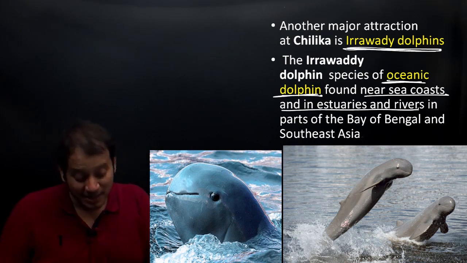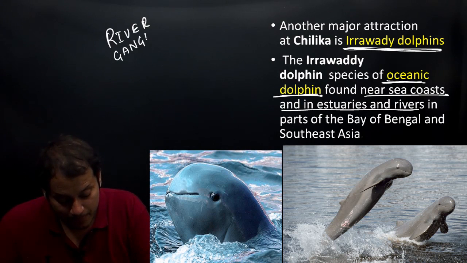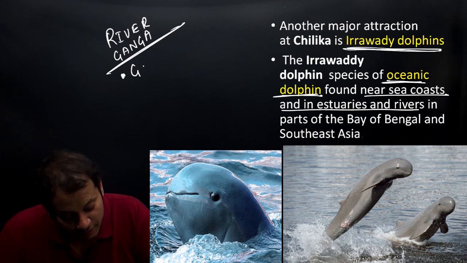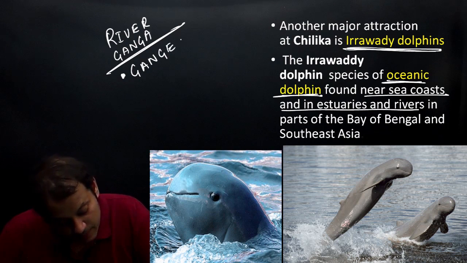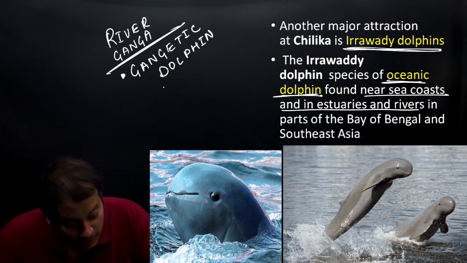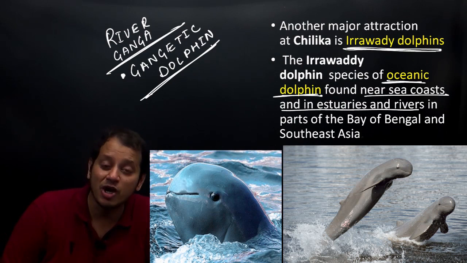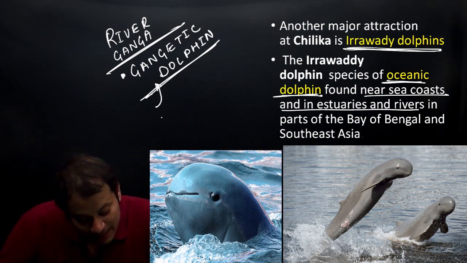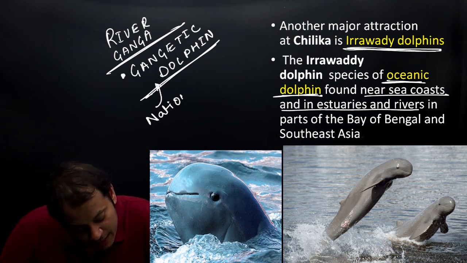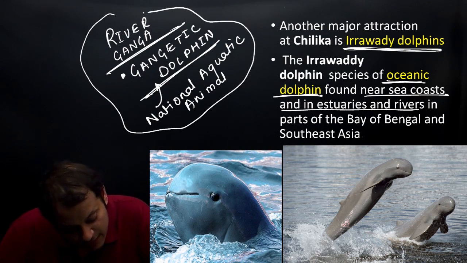It looks somewhat like this. Remember, river Ganga is famous for the Gangetic dolphin, but we are destroying it. The Gangetic dolphin faces a threat from pollution and loss of habitat, and therefore to protect it, the government has given it the status of national aquatic animal.